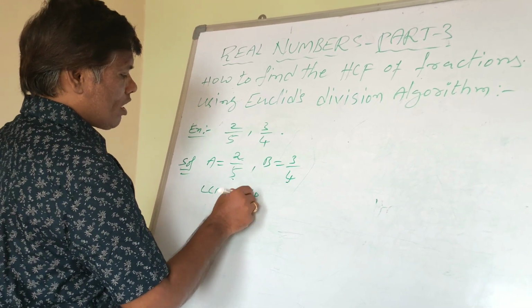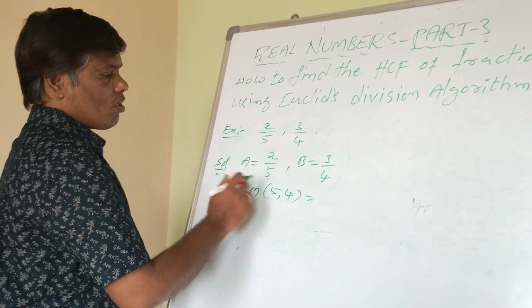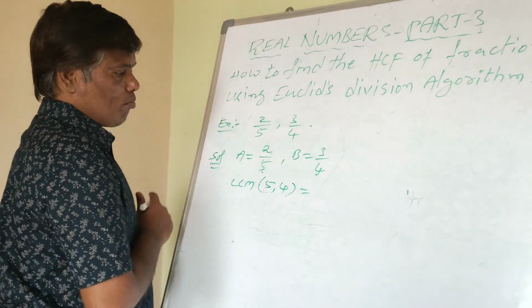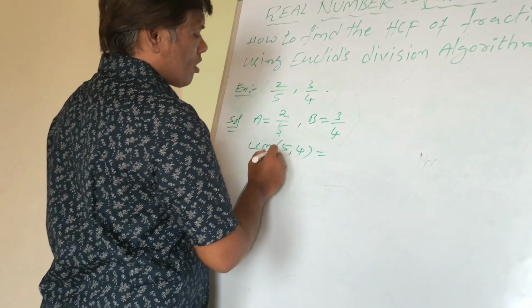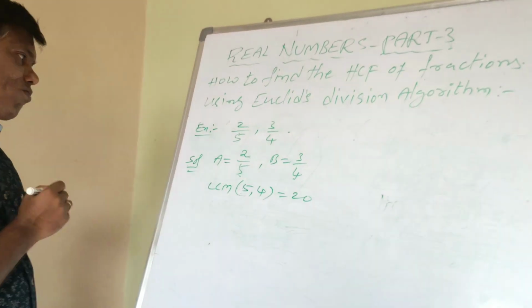What is the LCM of 5 comma 4? These two numbers, 5 comma 4, are not divisible by any common number, so the product will be the LCM. 5 fours are 20. The LCM of 5 comma 4 is equal to 20.